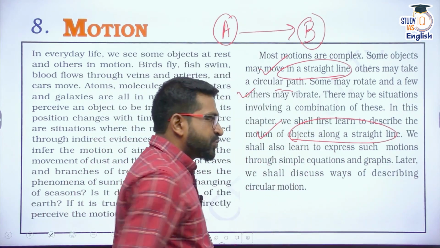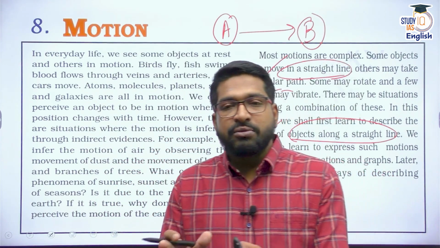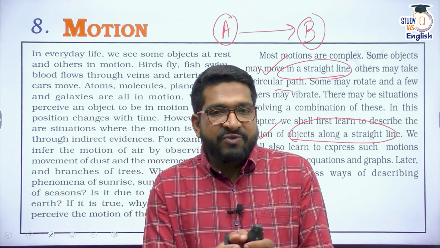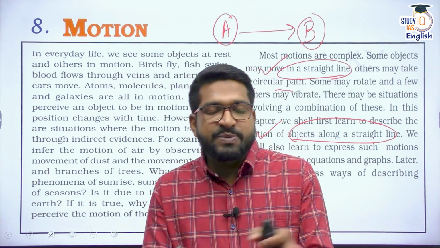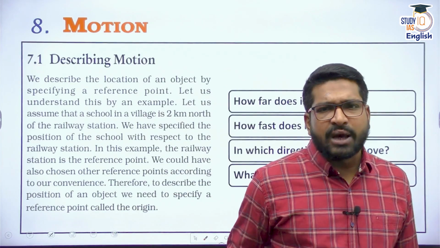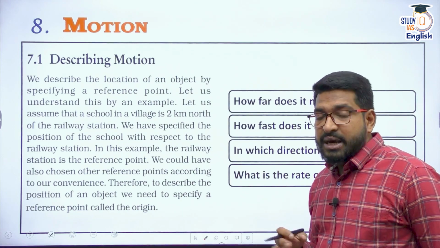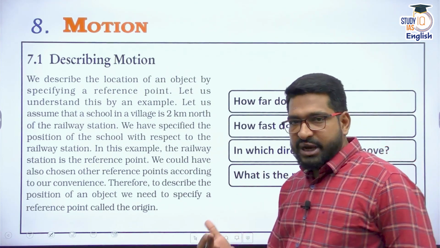We'll try to express certain parameters. We'll try to define certain dimensions or variables, like what is distance, what is displacement, what is speed, velocity, all these things. Right, let's begin. First thing, how do we describe a motion? As I told you, motion can be very complex, but one of the simplest ideas to describe a motion is an object moving from one point to another point.